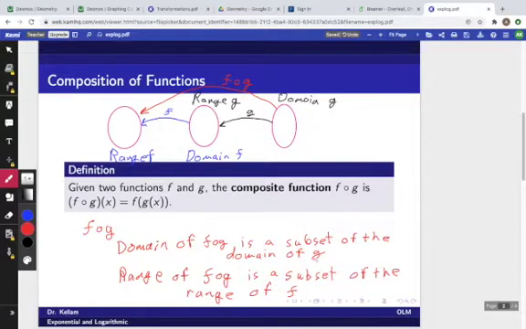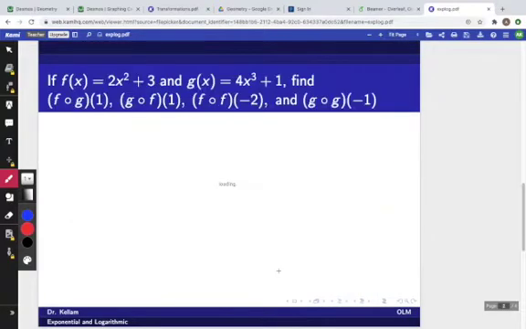So we have these two aspects, where everything that's in our domain of f of g must be in the domain of g. And everything that is in the range of f of g must be in the range of f. Though this does not have to be the exact same as the domain of g, and this does not have to be the exact same thing as the range of f. So let's look at an example.